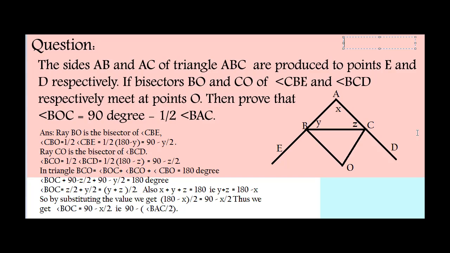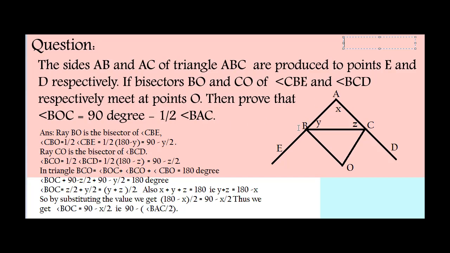Question. The sides AB and AC of triangle ABC are produced to points E and D respectively. If bisectors BO and CO of angle CBE and angle BCD respectively meet at point O, then prove that angle BOC equals 90 degrees minus half of angle BAC.